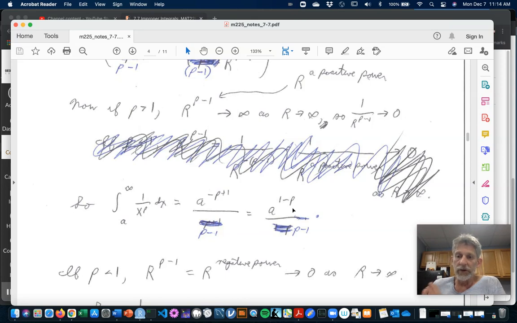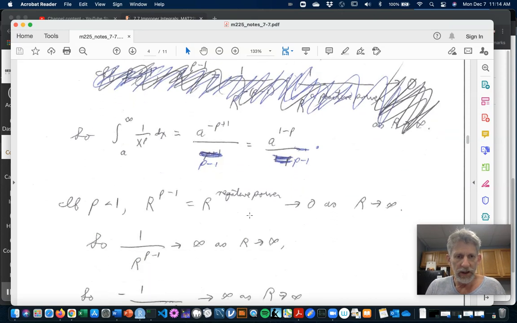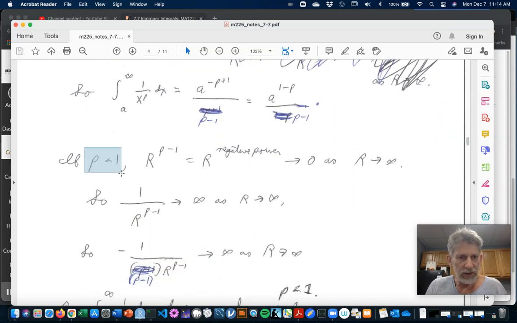Okay. In your future use of this theorem, it's not so important what it converges to, just that the improper integral converges when p is bigger than 1. Now, what about if p is less than 1?